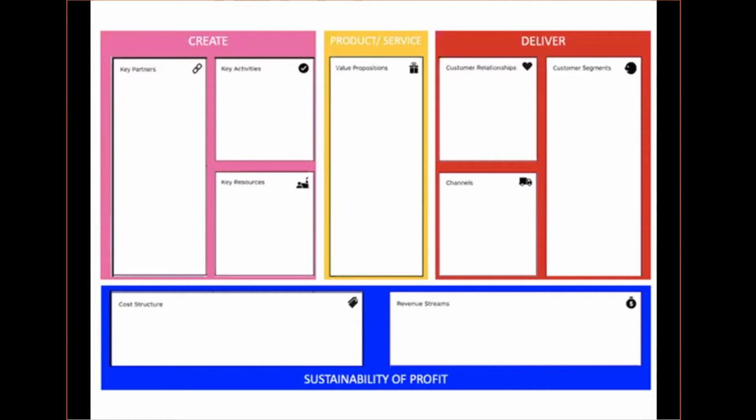And the product and services must have value propositions, because if it doesn't have a value proposition, then customers will not appreciate the service or the product. Okay, and the right hand aspect is the deliver aspect, meaning the delivery to the customers. So we have the customer relationship, customer segments, and channels. Okay, a customer segment is very important to understand who our customers are.